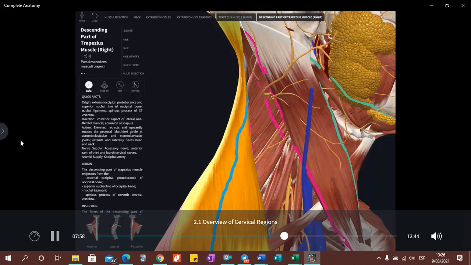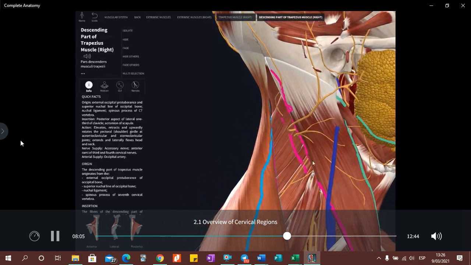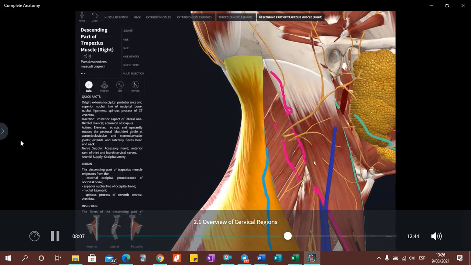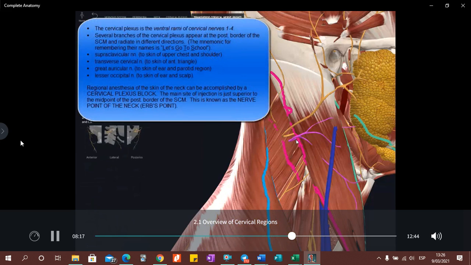Next in line, we actually have the cervical plexus. Okay, the cervical plexus is interesting. You can see some of it coming out from here. As I said earlier, it's also called the nerve point of the neck, or Erb's point. And the cervical plexus, you can see some of the nerves here, consists of the ventral rami of the cervical nerves 1 through 4. Yep, several of these branches you can usually see.